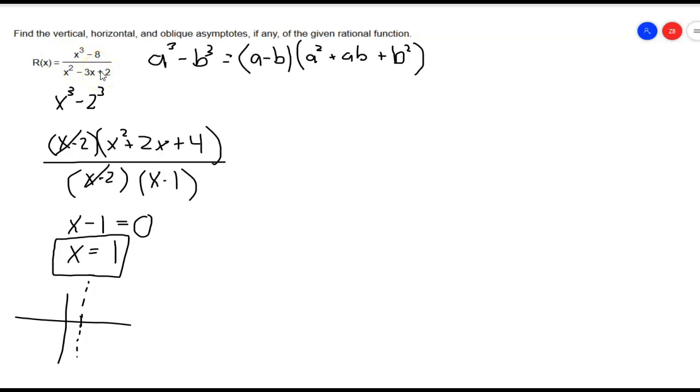So long story short, if my highest exponent of both polynomials is on the top of the function, then I have no horizontal asymptotes. If it's on the bottom, I have a horizontal asymptote at y equals 0. And if they're the same, then I look at the ratio of the two leading coefficients. So for example, if they were both 3, it would be 1 over 1, which is just 1. All right. So no horizontal asymptotes.